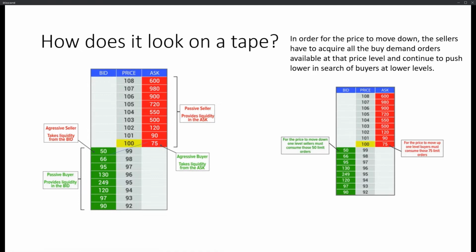And the same thing is on the opposite side. If you want the price to go down, these buyers need to be consumed with the selling, the same way. Does it make sense to everyone now? Yeah, that makes sense to me. Okay. Yes.